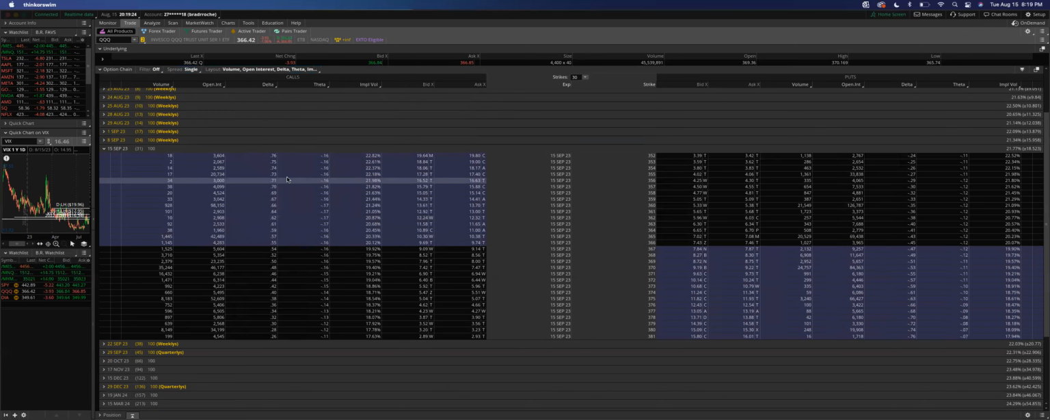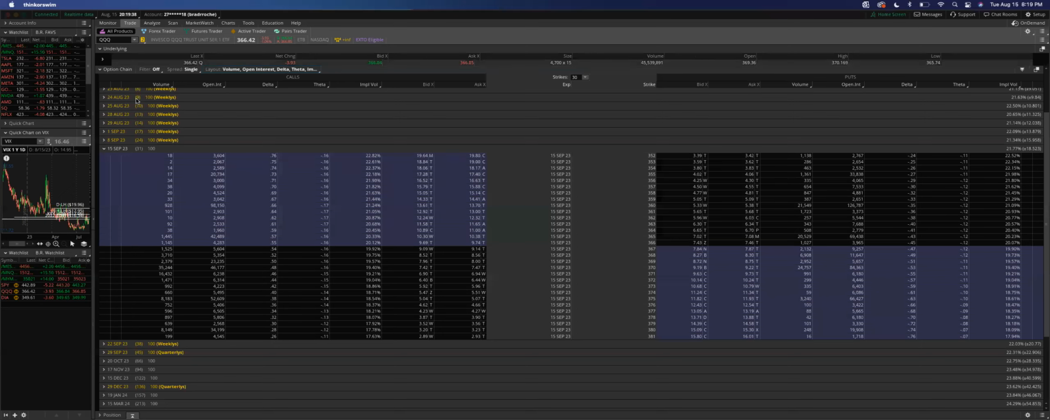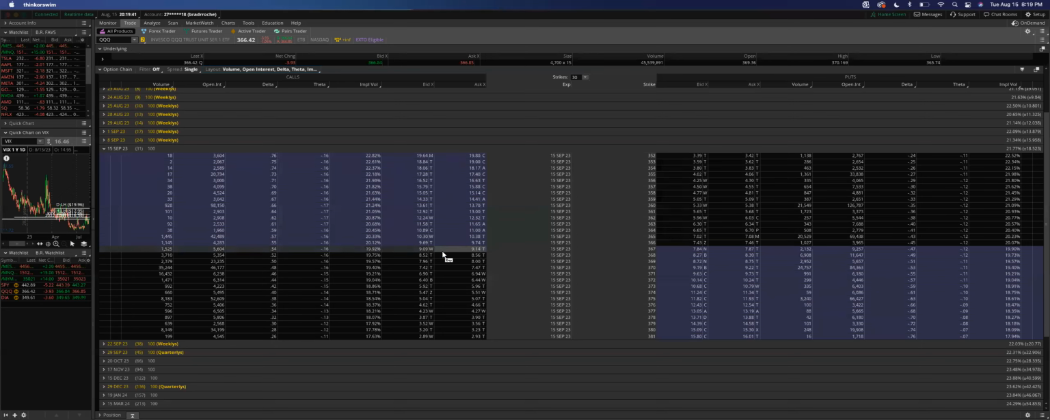Cool. Okay. So now these are the pieces we want to pay attention to. That's why I added that in. So when we're looking at a stock and trying to pick an options contract, let's say we think the S&P 500 or QQQ is going to go up from here, and so we want to buy calls. This is just an example.